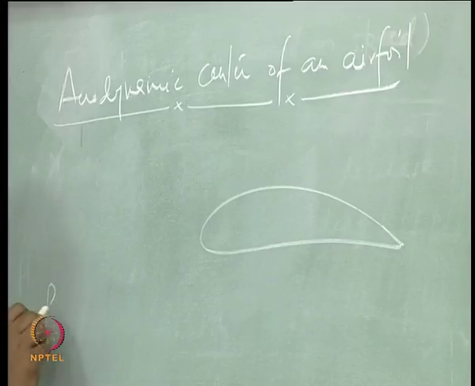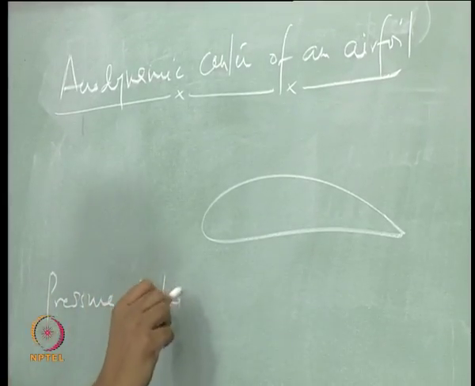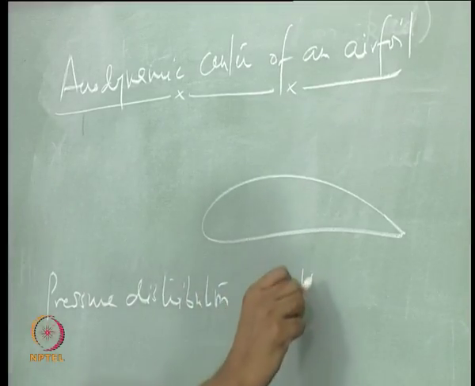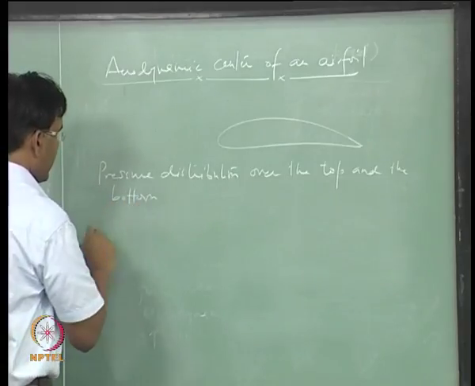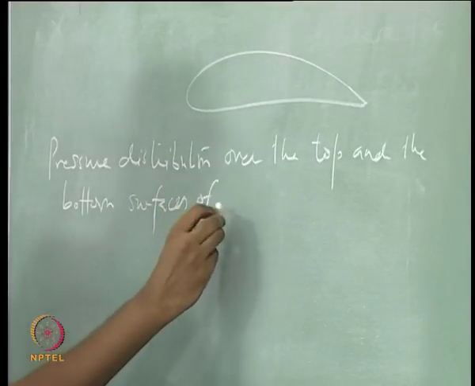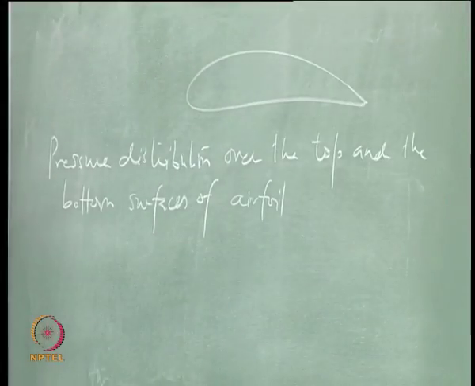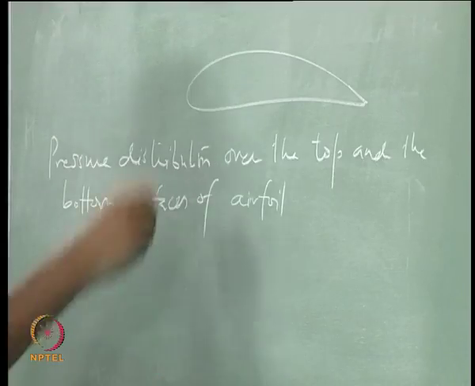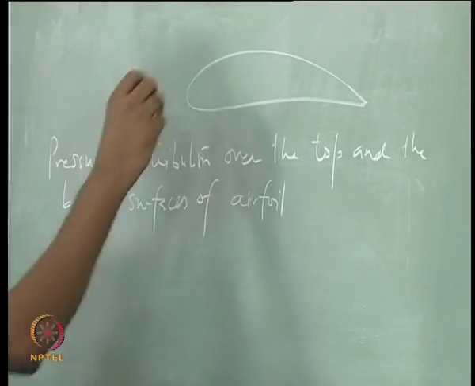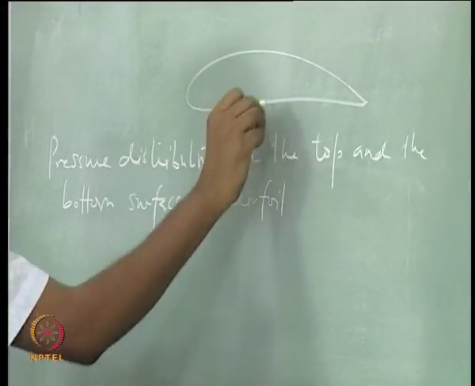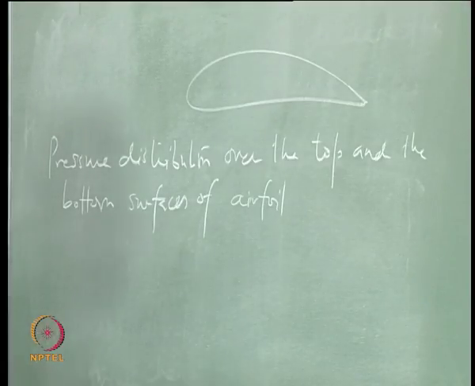So, if you look at the pressure distribution over the top and the bottom surfaces of airfoil, that is what is giving us the lift, the resulting load due to the pressure is what is giving us the lift. And if the load coming because of the pressure on the top surface and the bottom surface are not lying on the same point, then they are going to give rise to a moment, right.